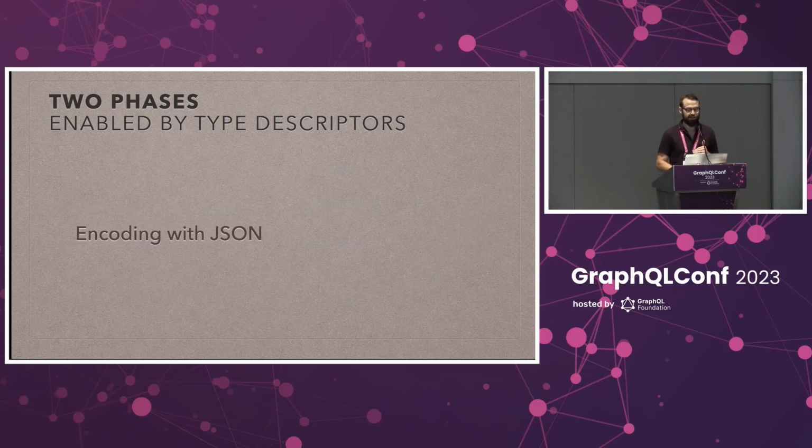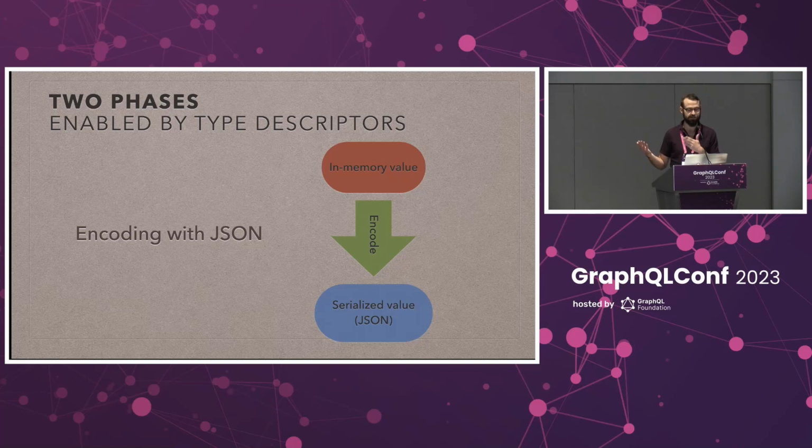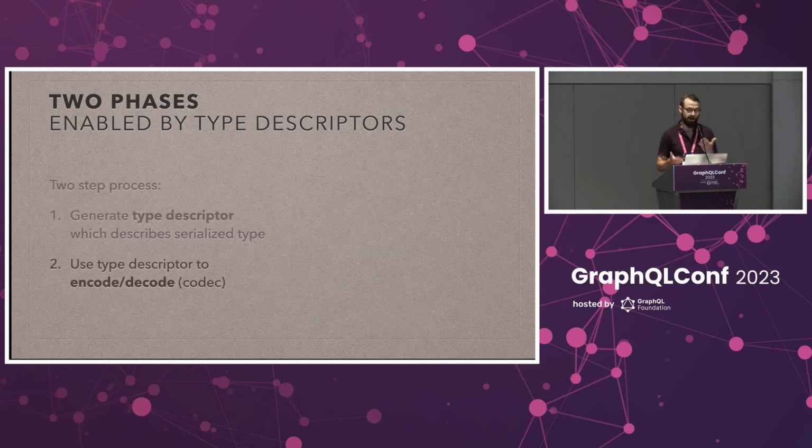Now, instead of looking directly at step 2, we'll look at how values are encoded with JSON. After fulfilling a GraphQL query, we need to send it to the client, so we'll usually have an in-memory value, and then we'll encode it using JSON, and this gives us a serialized value using JSON. Very straightforward. In our step 2, we're going to be doing things just slightly differently.